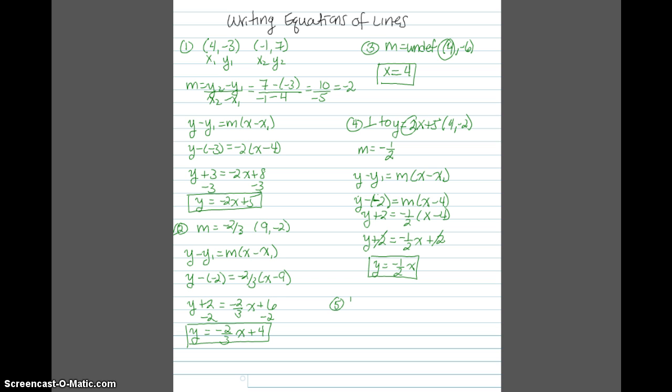Alright, the final example, we're told that we want to be parallel to the line y equals 8, and also passing through the point negative 7, 13. Now this is a horizontal line, and since I want to be parallel, I'll also get a horizontal line. So I'm writing y equals, and then I just take the y coordinate of the given point to get y equals 13.